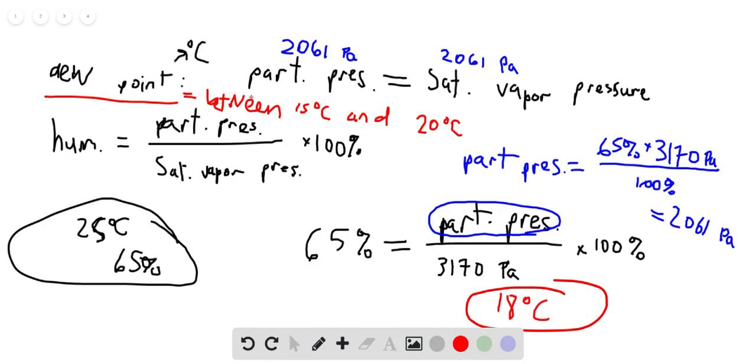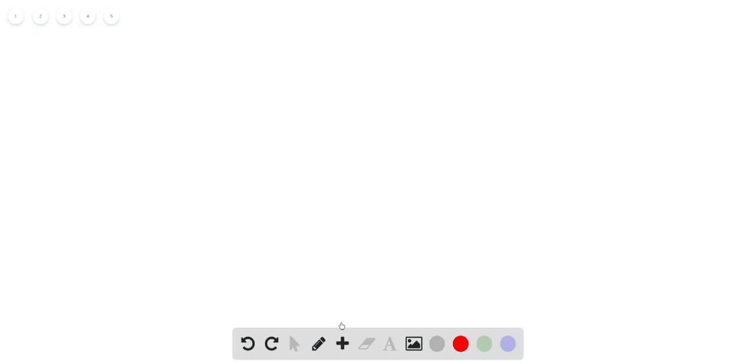So we were right. This is between 15 degrees Celsius and 20 degrees Celsius, but they managed to find a more precise answer. And I think what they did is they assumed that the table was linear. So let me explain here.